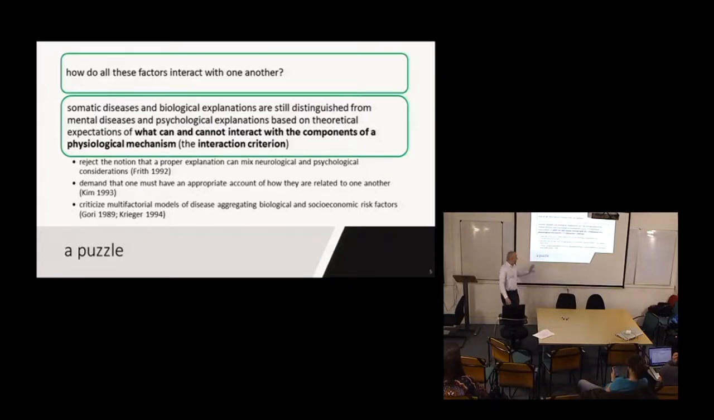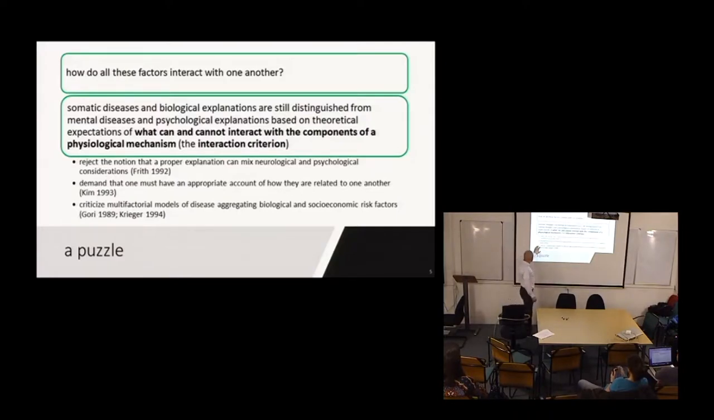So this all links to this notion that somatic diseases and biological explanation are still distinguished from mental diseases and psychological explanation. Why? Because this is based on theoretical expectation of what can and cannot interact with the components of a physiological mechanism. So this, I call it the interaction criterion. The notion is that if you have a molecular explanation, it's quite clear how things interact with one another. It's a question of having chemical interaction between the various components of a mechanism. If the components of your mechanism include things like psychological factors and social factors, then this kind of picture drops out. I mean, it's not clear how social factors interact with molecules.